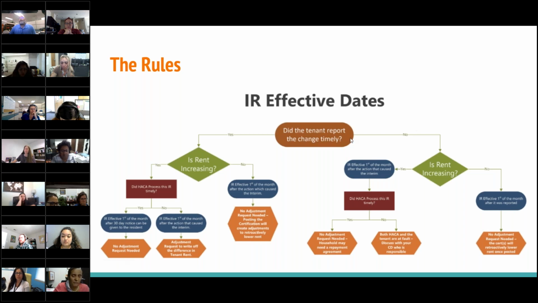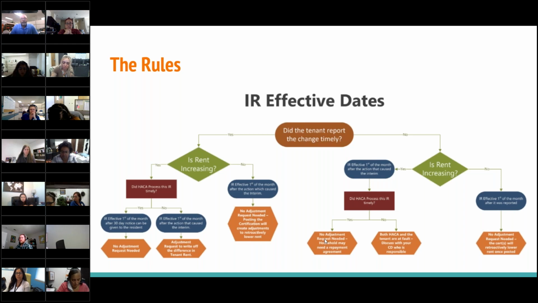If we go the other way, did the tenant report the change timely? No. Is rent increasing? Let's say yes. The IR is effective the first of the month after the action that caused the interim. If we're processing it timely, then the household may need a repayment agreement because they owe all that back rent, the increased rent from their cert.